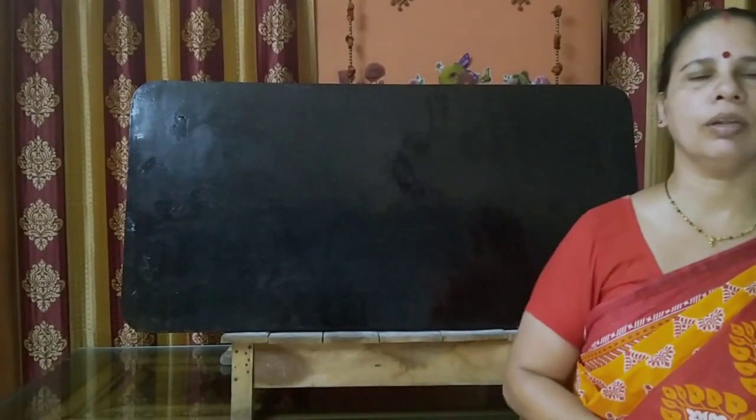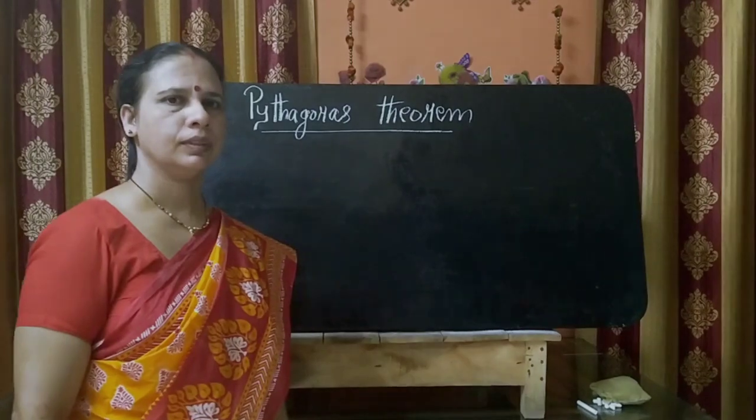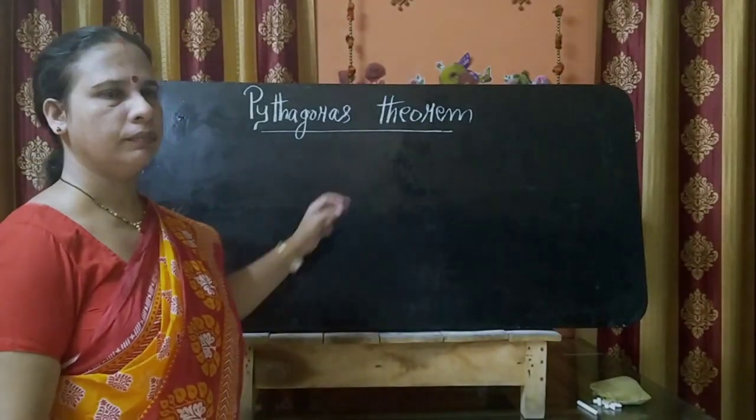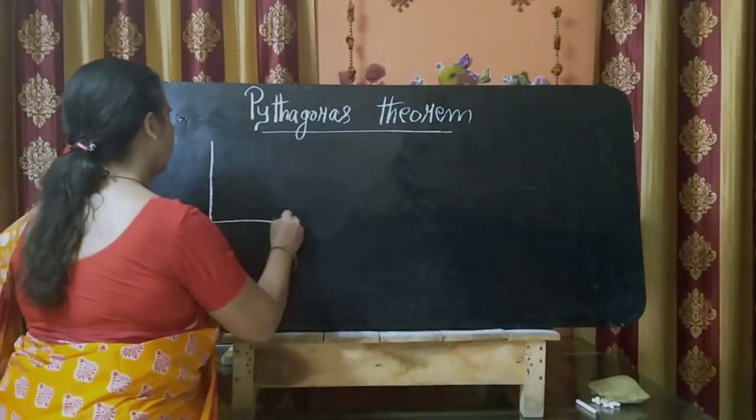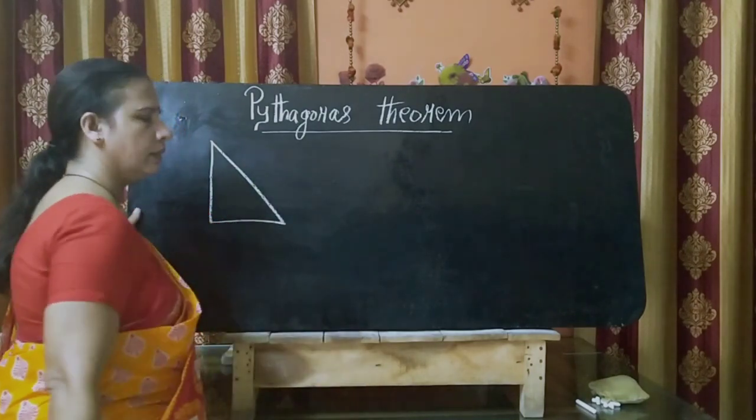That theorem is known as Pythagoras theorem or Pythagorean theorem. Today we are discussing Pythagoras theorem or Pythagorean theorem. This is one right angle triangle.